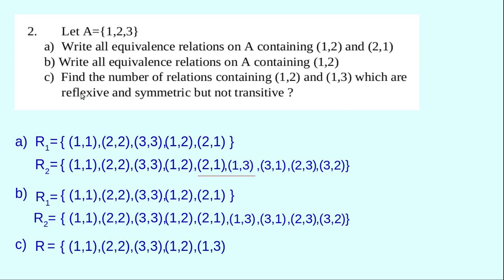Let us check. Is this reflexive? Okay. Is this symmetric? No. Why? 1 2 is here, 2 1 not here. 1 3 is here, 3 1 not here. So in order to make it symmetric, we want to write 2 1 and 3 1. Okay. Now the relation is reflexive and symmetric.